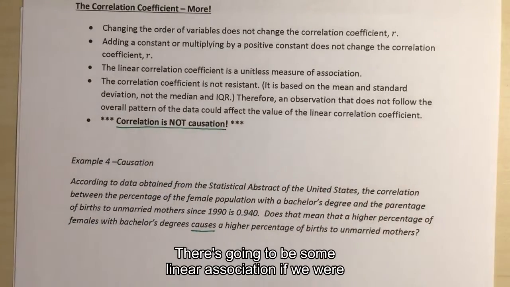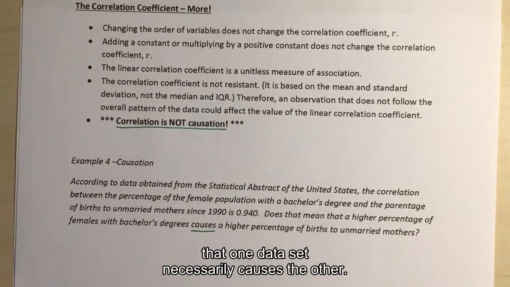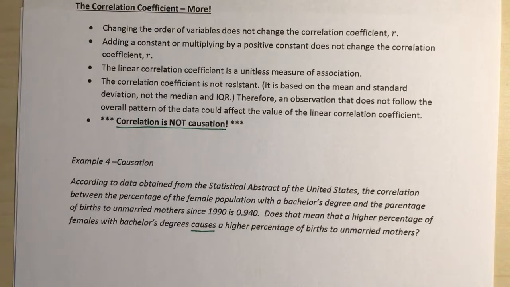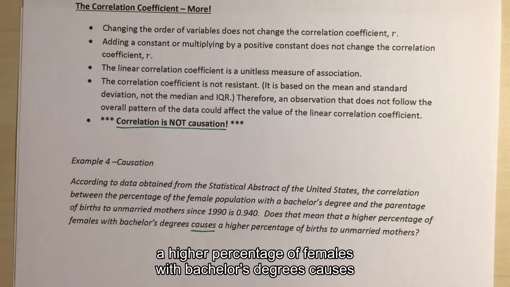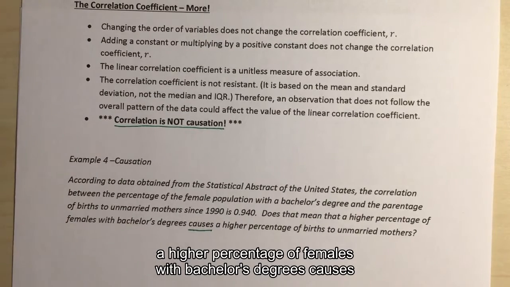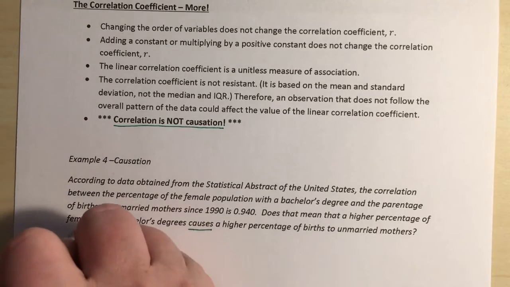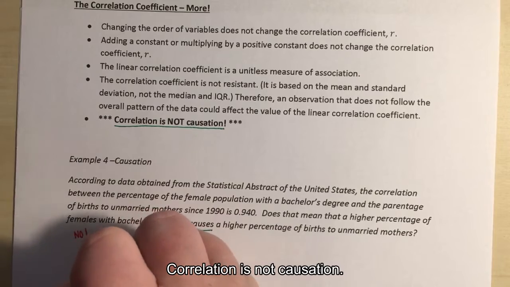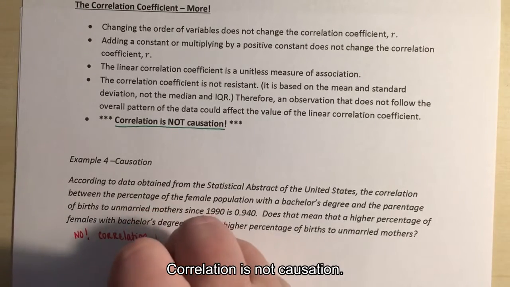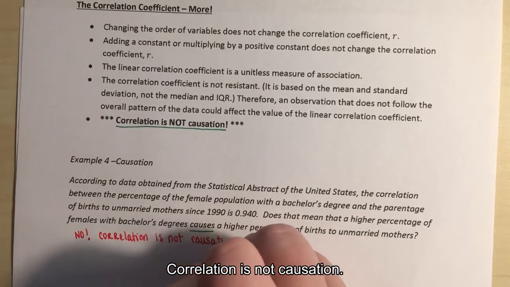So there's going to be some sort of linear association if we were to graph these data sets, but that doesn't mean that one data set necessarily causes the other. So the answer to our question, does that mean that a higher percentage of females with bachelor's degrees causes a higher percentage of births to unmarried mothers? We are going to say no. Correlation is not causation.